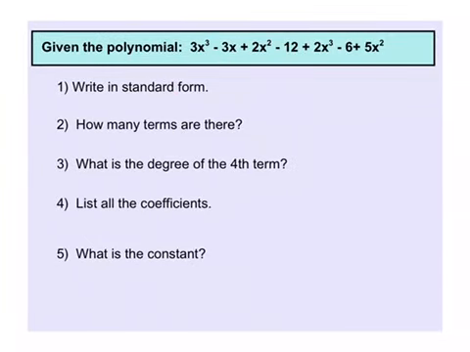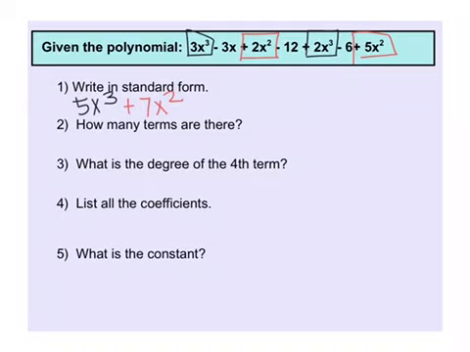So example number 2, we want to write this in standard form first before we answer any of the other questions. So remember, standard form tells me I do the highest exponent first, like terms combined. So the highest exponent I have is 3x to the third, and then I also have a 2x to the third. So I'm going to go ahead and add those together, and I get 5x to the third. And I'm going to do the same with my x squareds. I have a 2x squared and a 5x squared, so I get plus 7x squared.